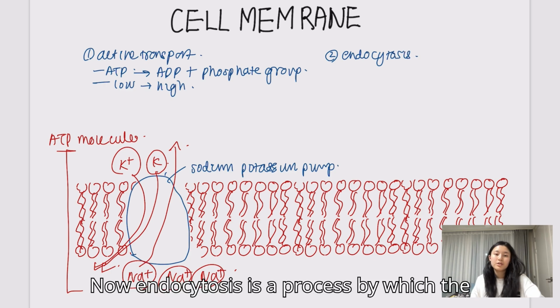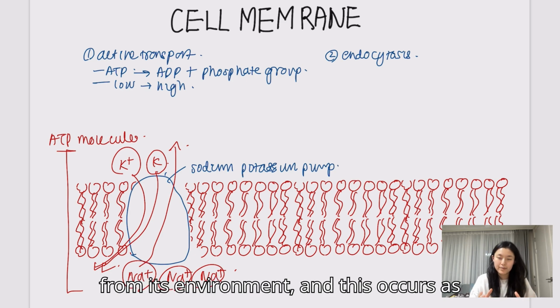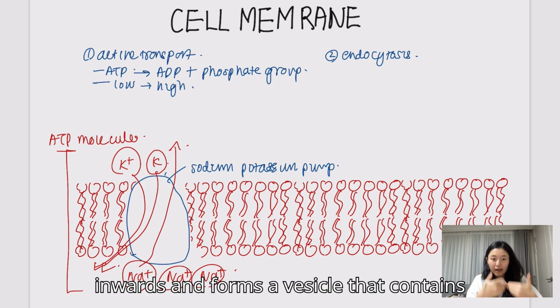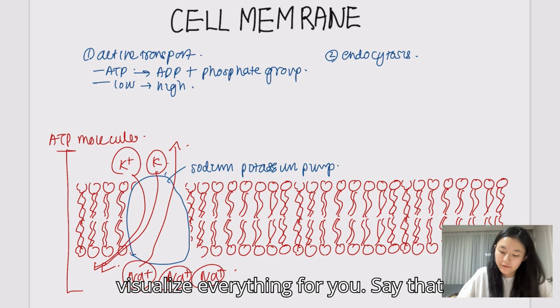Now, endocytosis is a process by which the cell engulfs large particles or fluids from its environment, and this occurs as the plasma membrane invaginates, i.e. folds inwards, and forms a vesicle that contains the ingested material. So I'm just going to visualize everything for you.